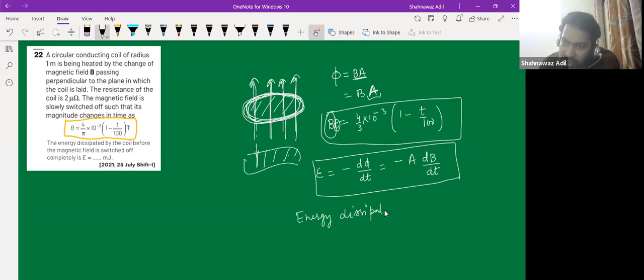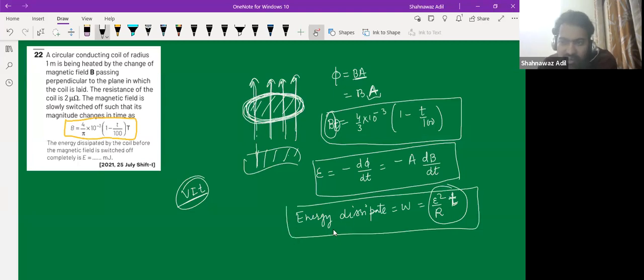Energy dissipated is how much? That is the work done by this coil, and that is V square by R times T. VIT is the energy dissipated, and we know that I is V by R, so that would be V square by R into T, where T is the time. So energy dissipated would be this thing.